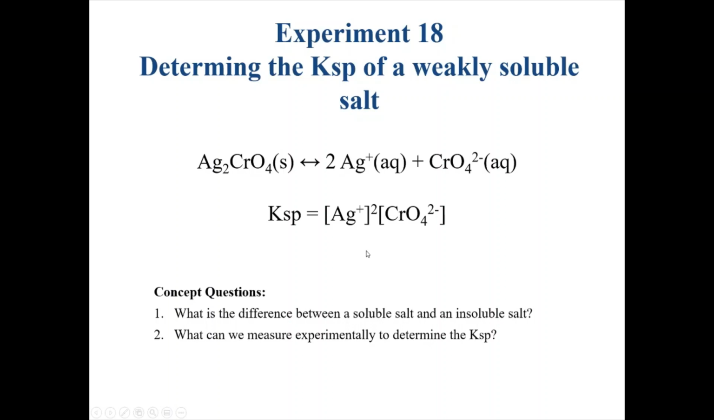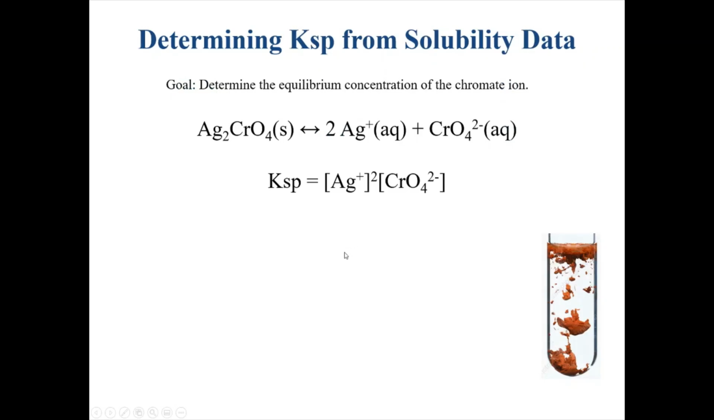We would need to know the concentration of either silver or chromate at equilibrium, because if we know one, we can get the other. I'm going to show you how we get the other in just a second. We're going to use an ICE table. So we need to be able to measure one of these 2 ions in solution at equilibrium. Our goal today is to determine the equilibrium concentration of the chromate ion.